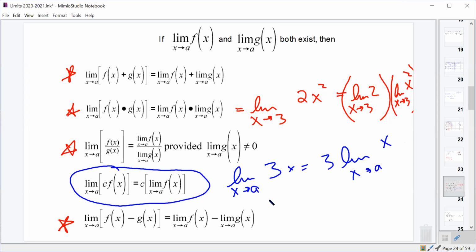or very useful probably, because just leaving the 3 in there, if I'm trying to evaluate this at 5, it's just 15, 3 times 5. Pulling the 3 out doesn't make it any easier. But when we start dealing with a bunch of trig functions, it's going to make a lot of it possible to do, whereas it would have been impossible without this rule. Good?